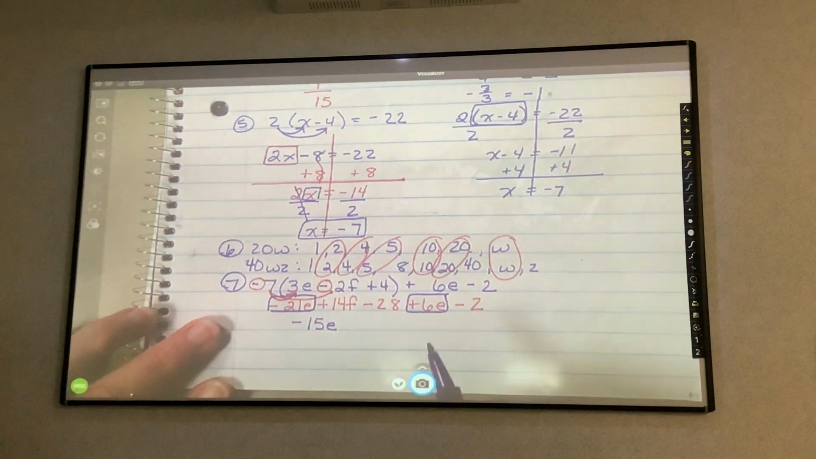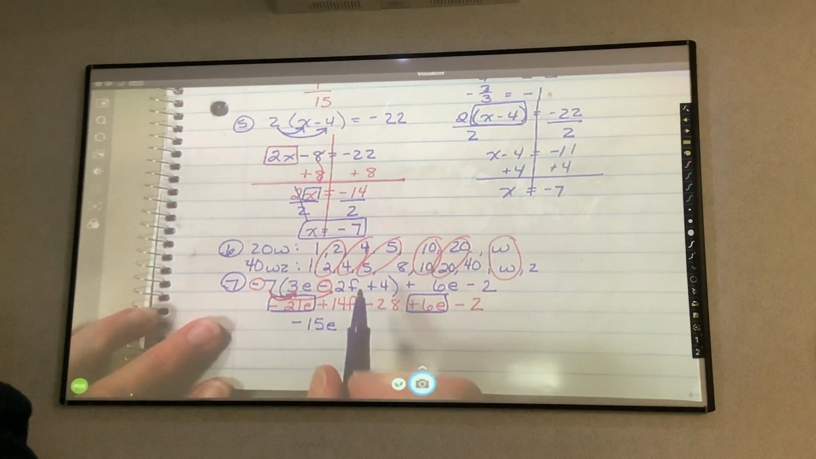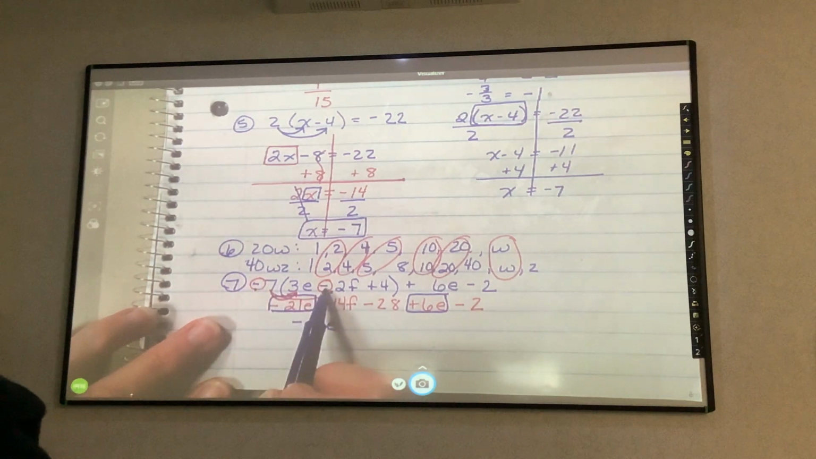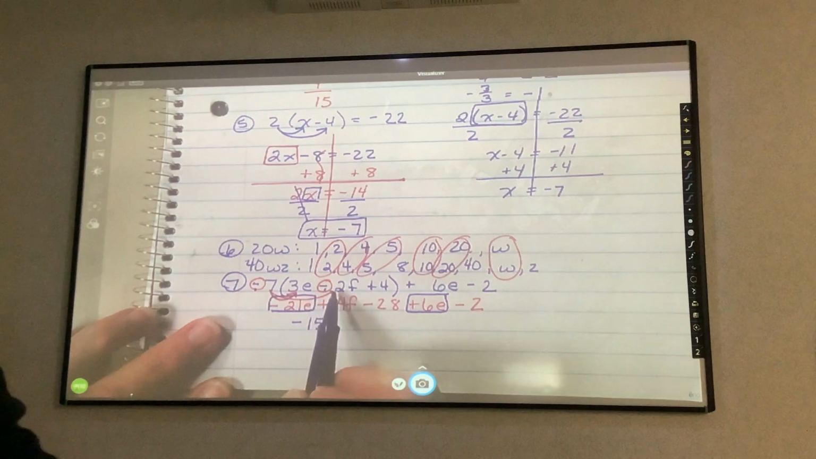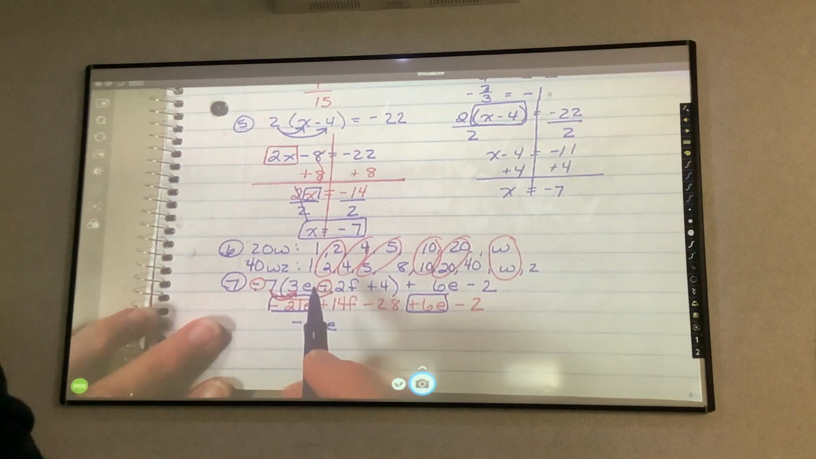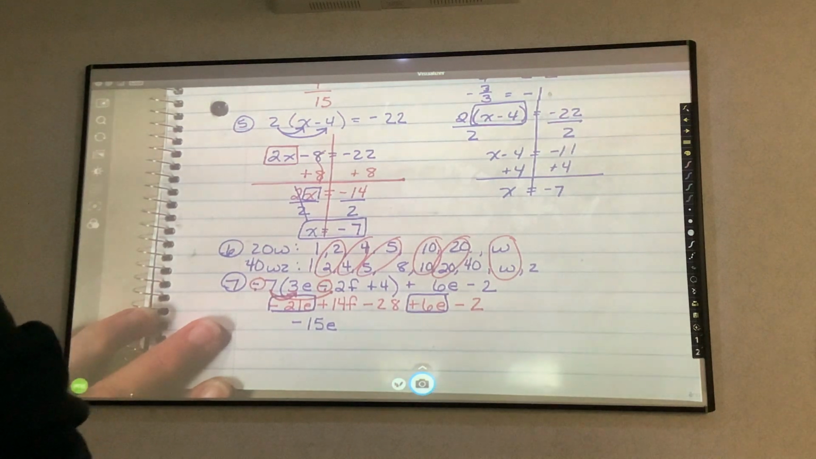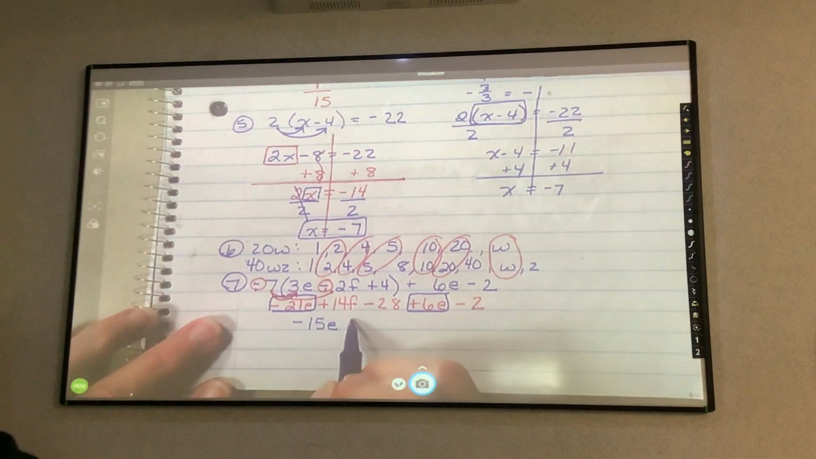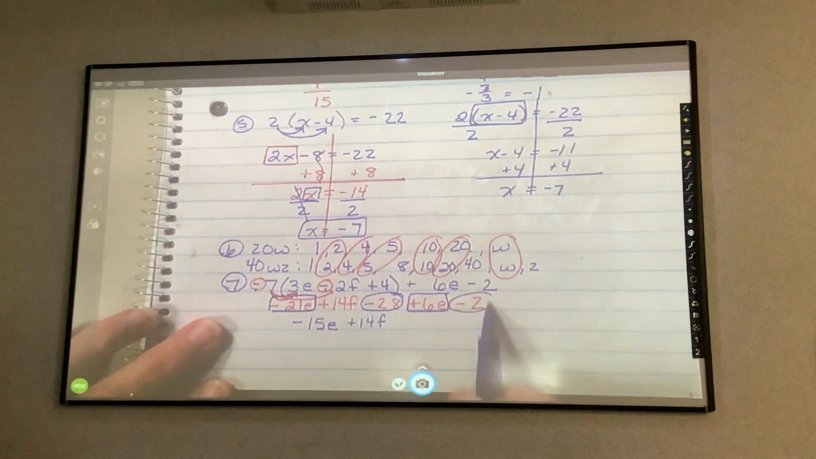Do I have anything that I can combine with the F? No. The 14F would be negative. No, it's not. A negative times a negative is positive. When you do the distributive property, you're multiplying. And this is where I tell you guys in algebra, you have to think of that subtraction sign as a negative. So then it's plus 14F. I can combine my negative 28 and my negative 2, which would be a negative 30.